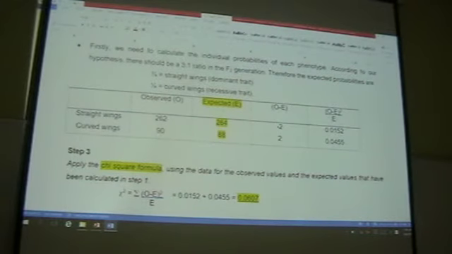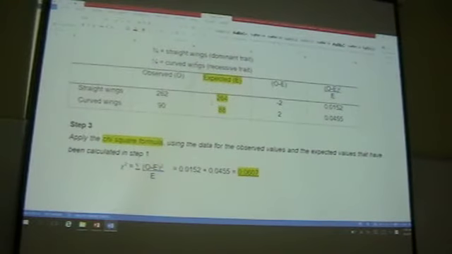So after that, what do I do? I calculate O minus E, and then I calculate O minus E squared over E. After that, you do your summation for the two sets of data. The first set of data is 0.0152, that is the O minus E squared over E for the first set. The second set gives the O minus E squared over E for this. So your chi-square value should be 0.607.